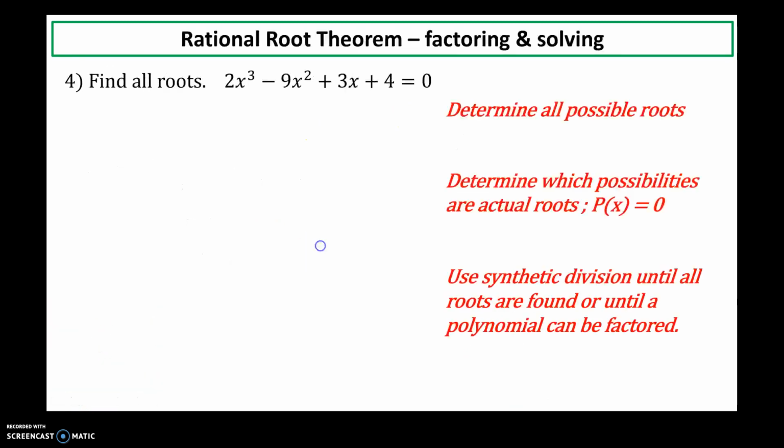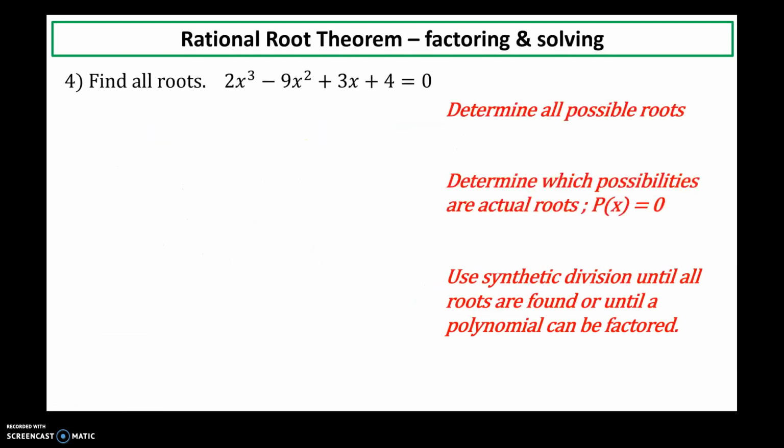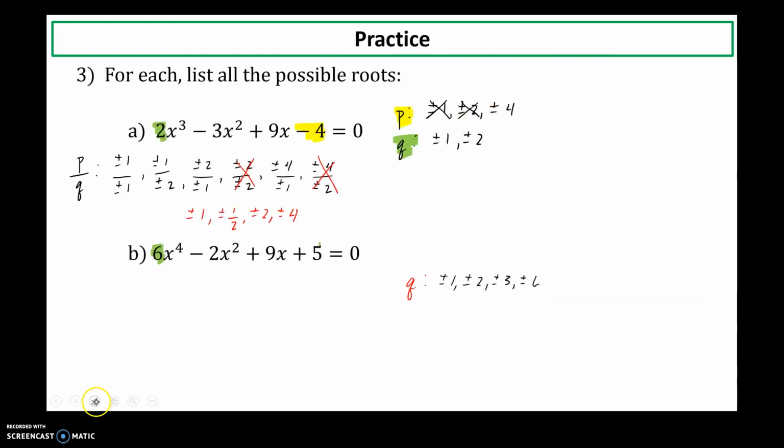Okay, so here my lead coefficient is 6. So factors of Q: plus or minus 1, plus or minus 2, plus or minus 3, and plus or minus 6. All right, and then my constant term is 5. So the only factors of 5 are plus or minus 1 and plus or minus 5.